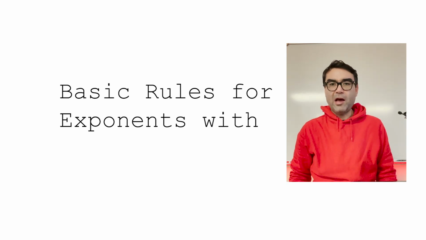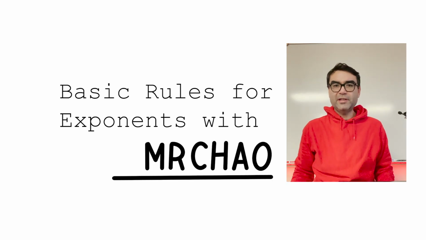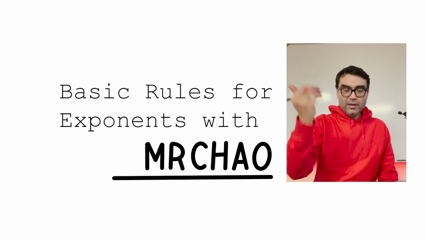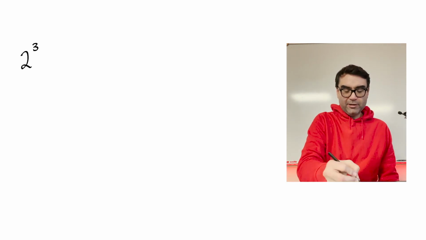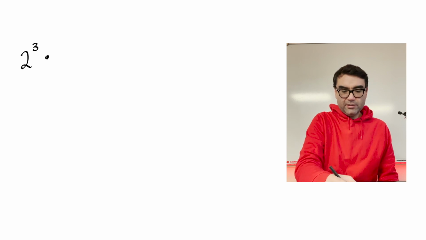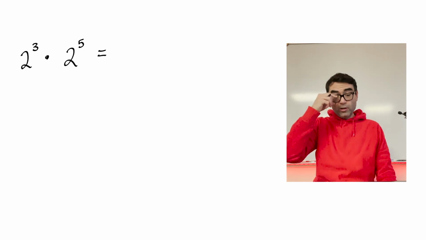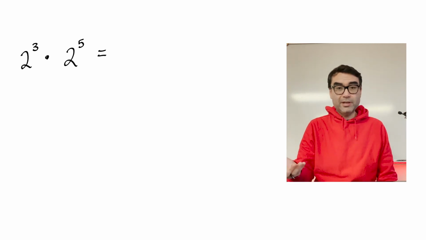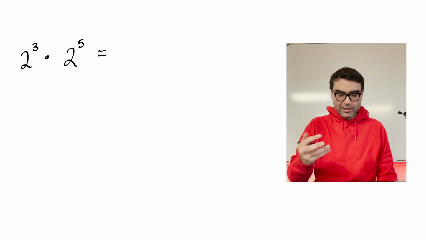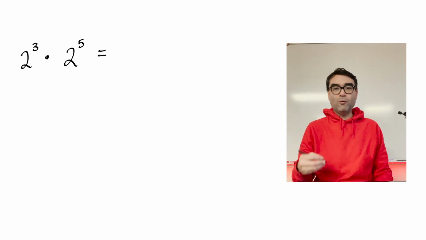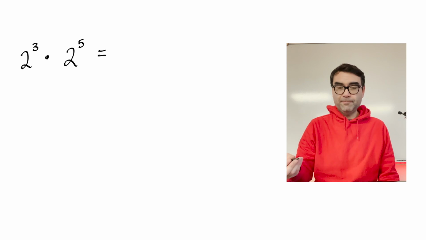Let's take a moment to talk about products and exponents and how they're related. Let's say you have 2 to the third power times 2 to the fifth power. What would this equal? Well, you can just type this into a calculator and it would give you an answer, and that's fine. But to actually understand what's happening, let's take a moment to talk about what these mean individually.